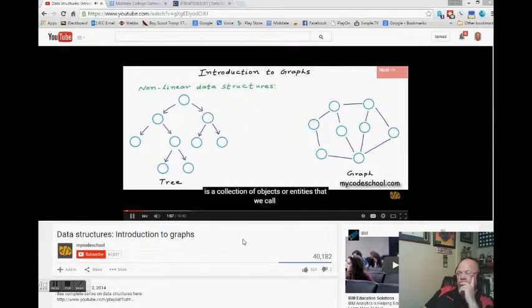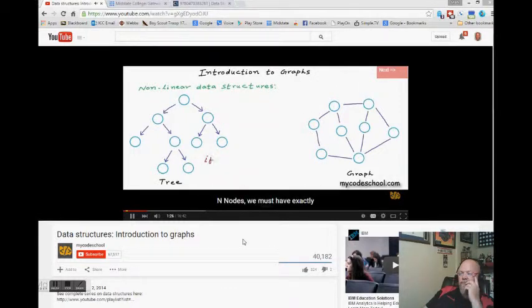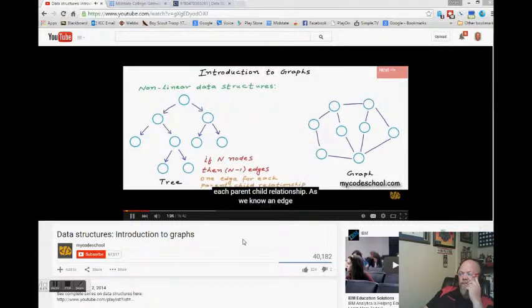A graph, just like a tree, is a collection of objects or entities that we call nodes or vertices connected to each other through a set of edges. But in a tree, connections are bound to be in a certain way. In a tree, there are rules dictating the connection among the nodes. In a tree with n nodes, we must have exactly n minus 1 edges. One edge for each parent-child relationship.